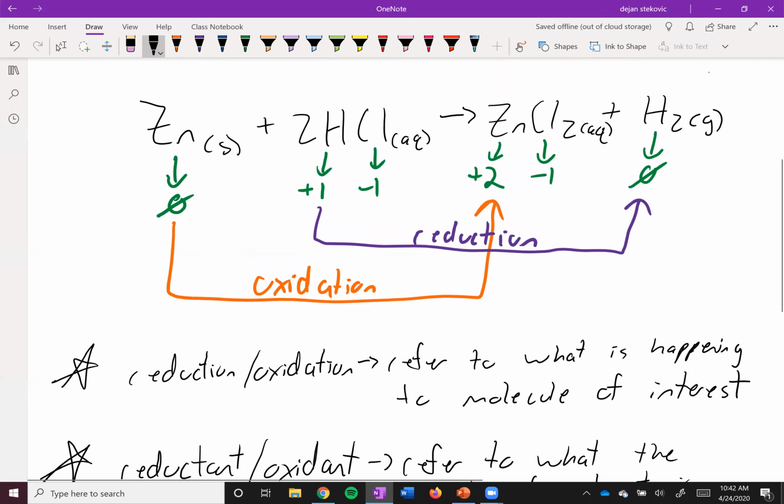So for example, this zinc here is undergoing oxidation. It is losing electrons. Those electrons must be going somewhere else, and so wherever else they're going, they're reducing that atom. So zinc, while it is being oxidized, is acting as a reductant. And vice versa for the hydrogen, right? It's undergoing reduction, so it's gaining electrons. Well, it's got to be taking those electrons from somewhere, so it's oxidizing something else, so it is an oxidant.